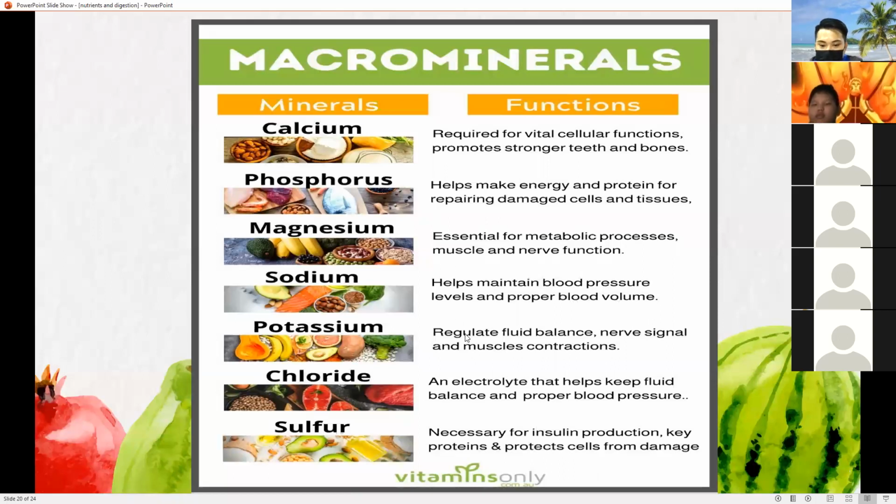Potassium, regulate fluid balance, nerve signal, and muscle contractions. Chloride, an electrolyte that helps keep fluid balance and proper blood pressure. And lastly, sulfur, necessary for insulin production, keep proteins, and protect cells from damage.